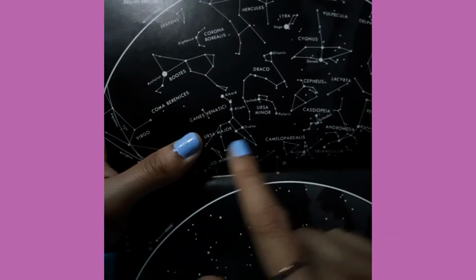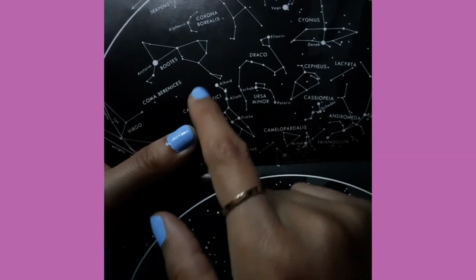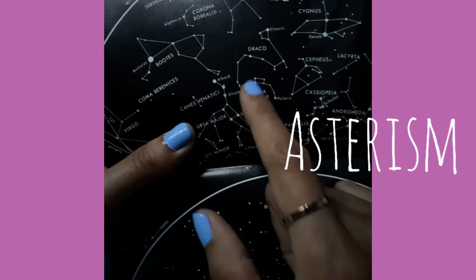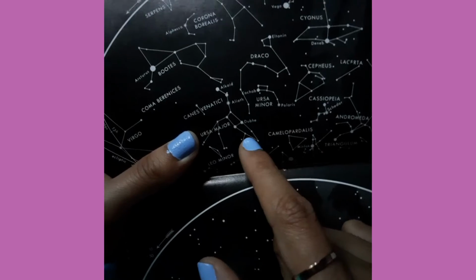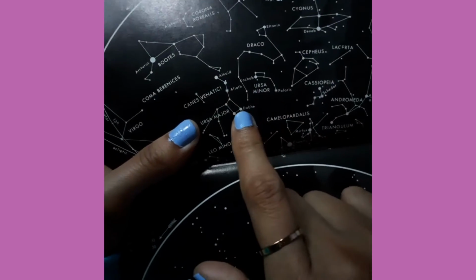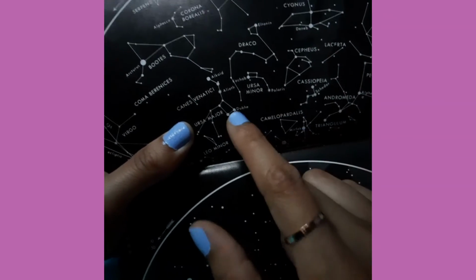So what I usually do is locate this Big Dipper, and the Big Dipper is actually an asterism. It's not an actual constellation. It's part of a constellation, but it's not known as its own constellation. It's just a group of stars that are well known.